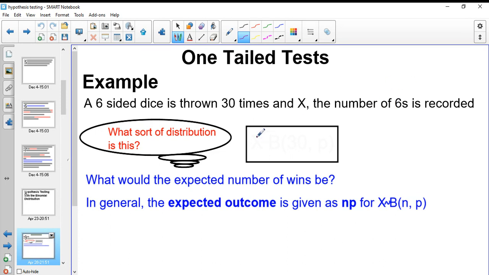So we could write that information as X is distributed binomially. Remember, we've got n, which is 30, so that's the number of trials, and then p would be the probability of success, the probability of getting a 6, which is 1/6. So this is an example of something that is binomially distributed.